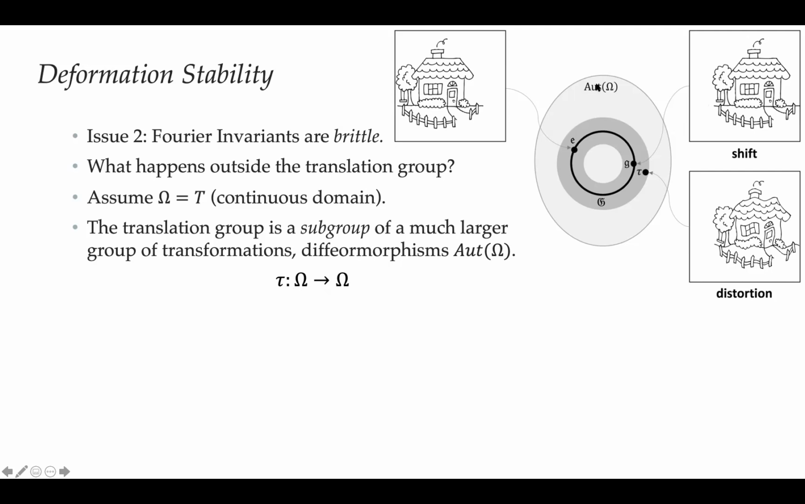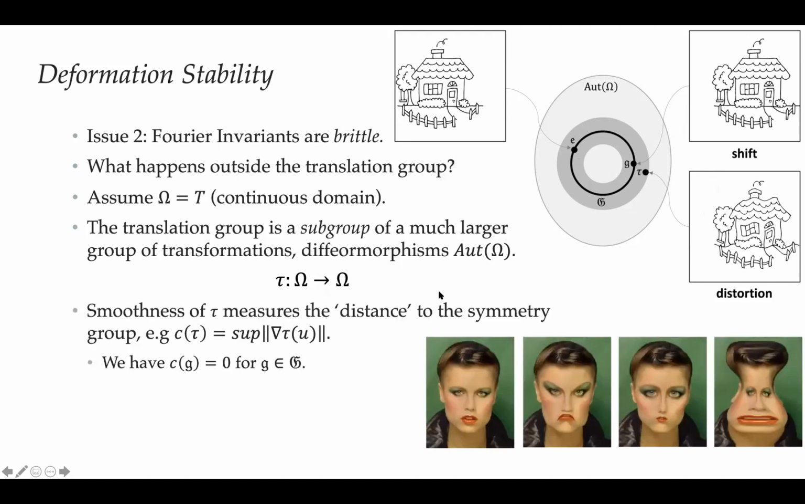Think about this for more illustrative purposes. In the full group of all possible transformations of the domain, I can consider a very small number of transformations that are rigid shifts. But I can do many other things. I can take the pixels of the image and move them in a non-rigid way. I can create a distortion. And there's something important, which is how close any diffeomorphism is to the symmetry group.